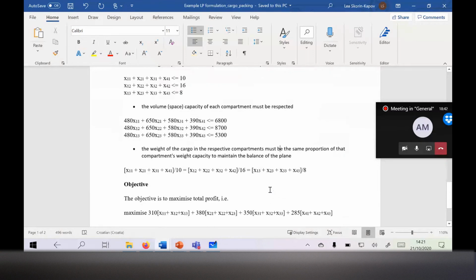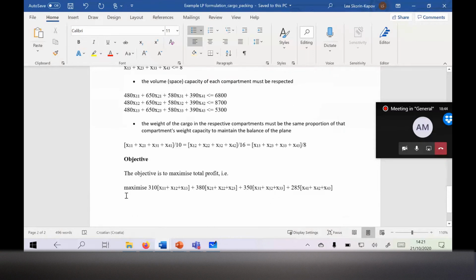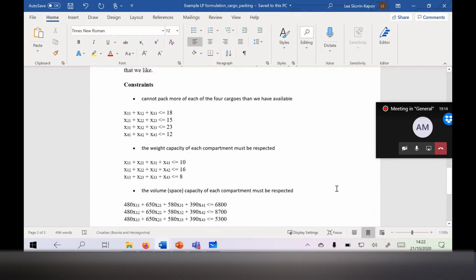Okay. All right. So the objective is to maximize total profit. We said our profit is 310 pounds per ton for cargo 1. So we summarize all of cargo 1, which is in the front, center, and rear of the plane, plus 380 is our profit for cargo 2. We summarize all of the different tons of cargo 2 distributed through the plane. Same with cargo 3, same with cargo 4. So this is our formulation. We have this objective and we have the different constraints.